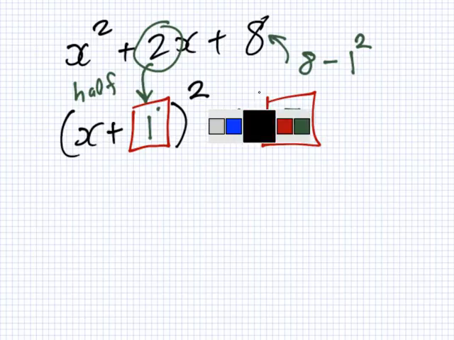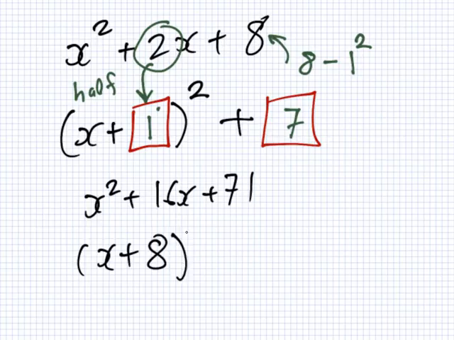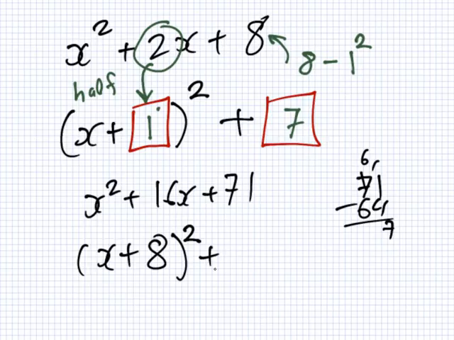I'll do another example. x squared plus 16x plus 71. So this will be x plus 8 squared. And then you do 71 minus 64. This one squared. So let's see. That's 7 plus 7.